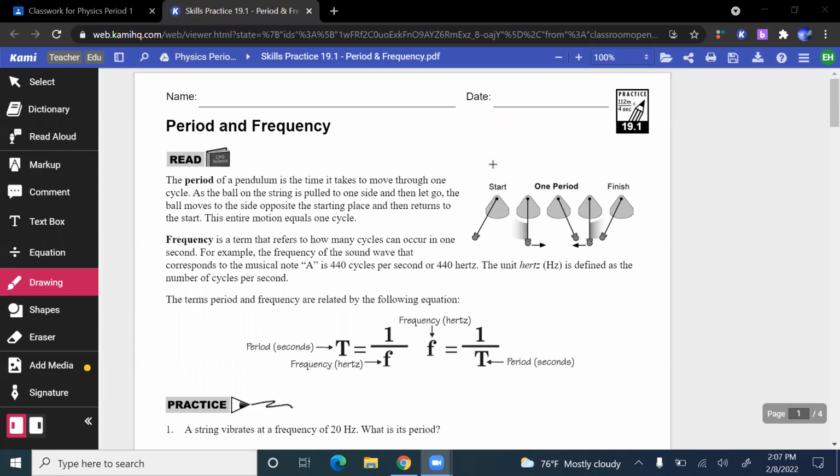Hello and welcome. In this lesson, we're going to be going over the concepts of period and frequency and how to find period if given the frequency and how to find frequency if given the period. Let's begin. Please remember to pause or rewind the video as necessary.